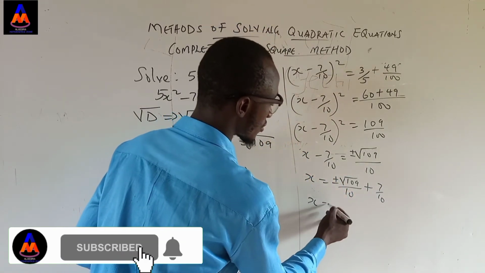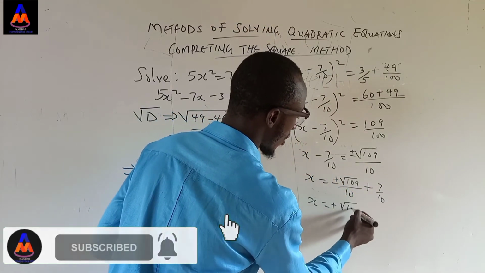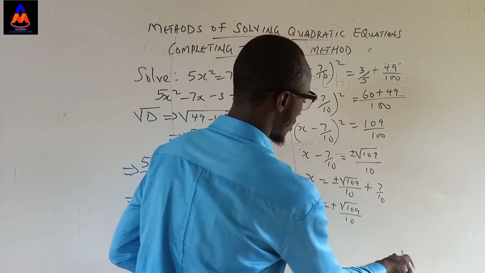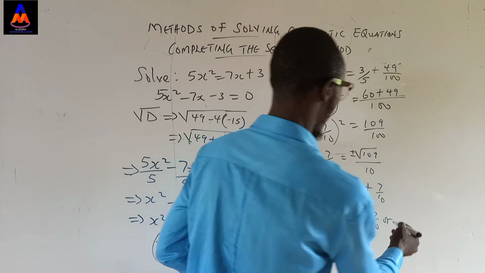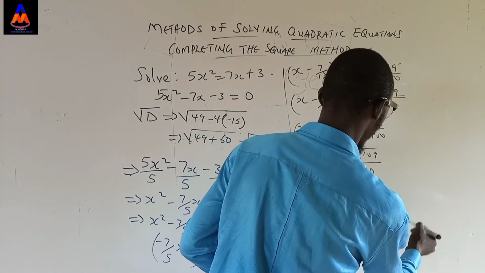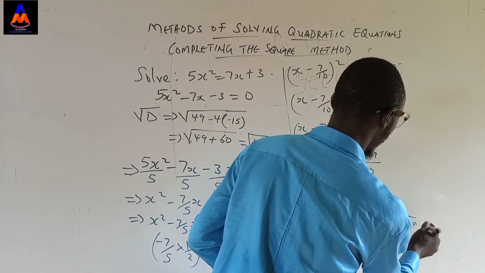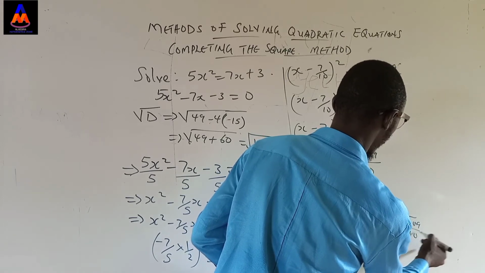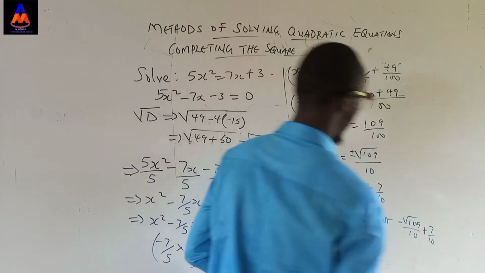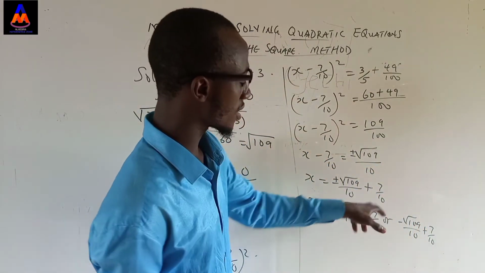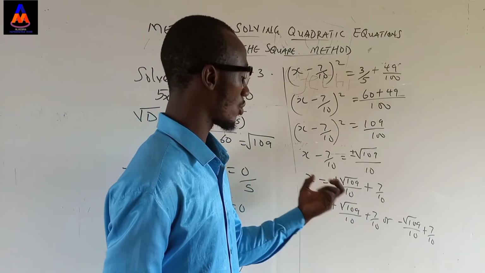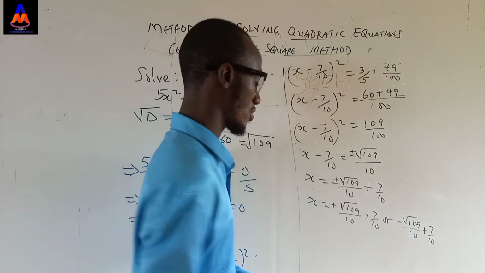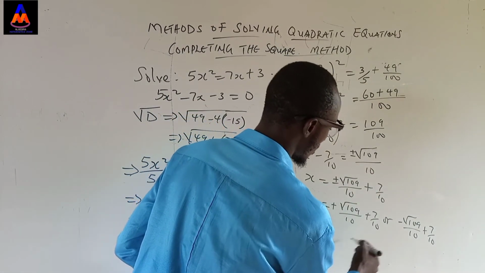Of course, it can be s equals plus square root of 109 over 10 plus 7 over 10, or minus square root of 109 over 10 plus 7 over 10. The plus 7 over 10 remains the same at both sides. It's only this one that shares two signs. So finally, you can say, find the LCM.